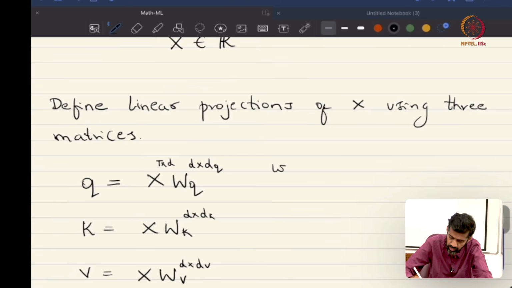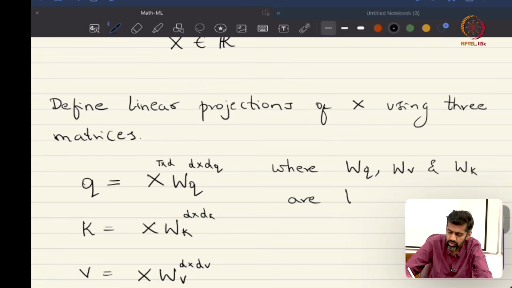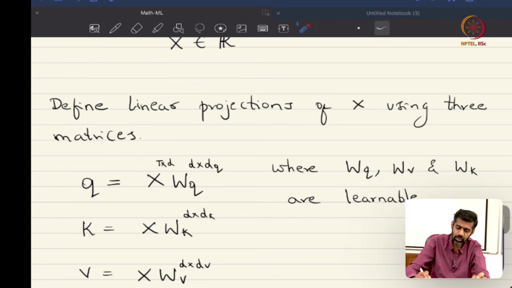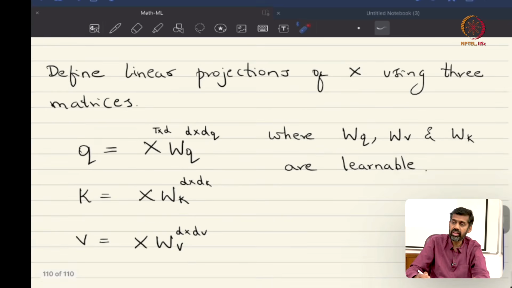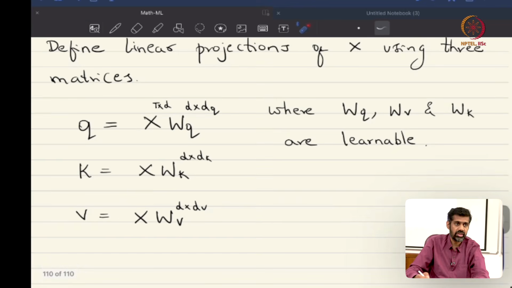where these three matrices are learnable projections. Now, what am I doing? Please remember the goal. The goal is to learn a projection or a representation such that the interaction between the tokens is captured. That is what our goal is. So, towards that, first we will define three linear projections of this data point X via three learnable matrices W_K, W_Q and W_V.